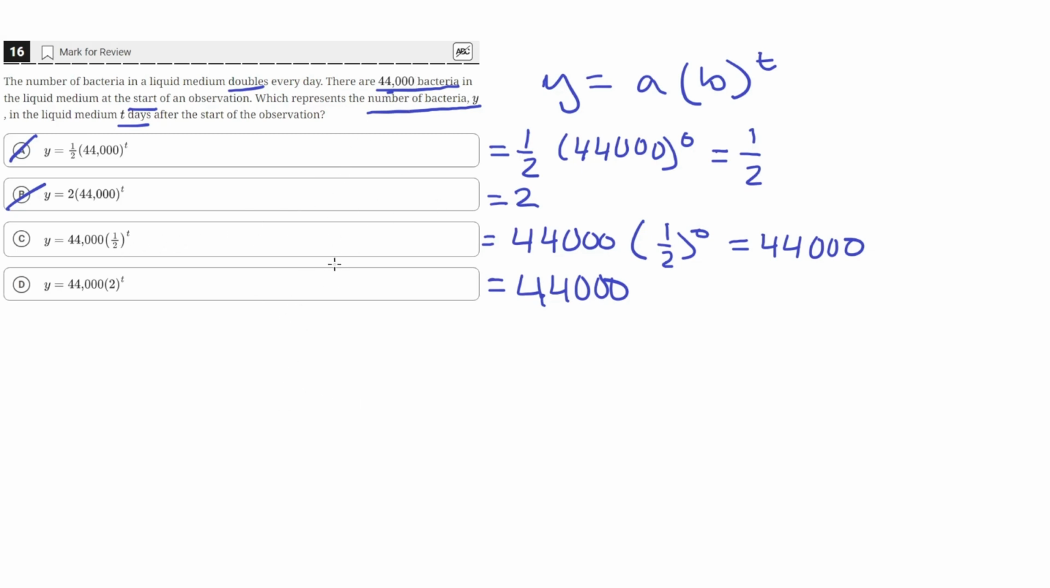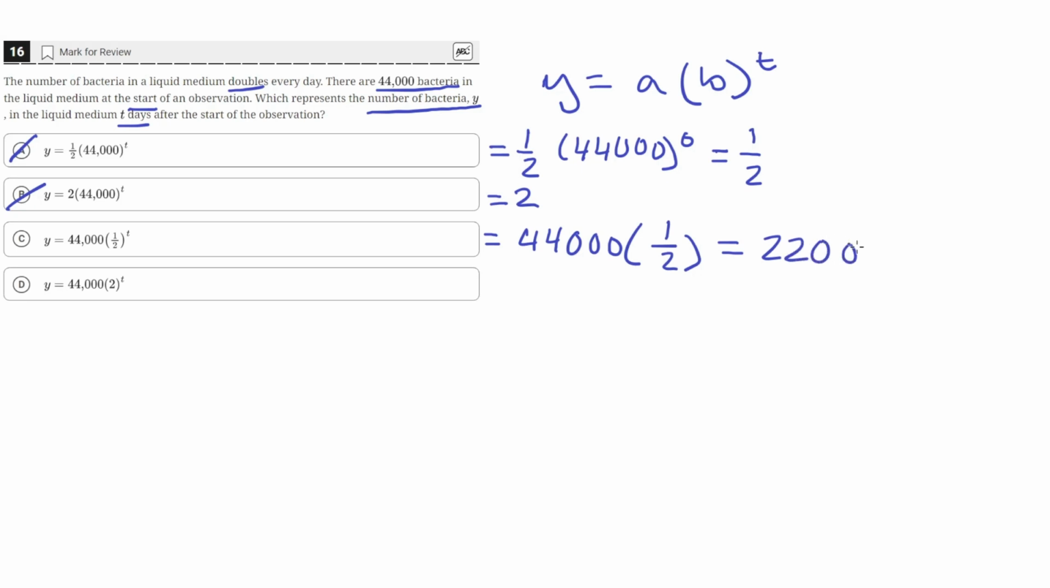So if we plug in t equals 1, we get 44,000 times 1/2, because 1/2 raised to the first power is just 1/2, and this will give us 22,000, which is incorrect because the number of bacteria was supposed to double, not halve.